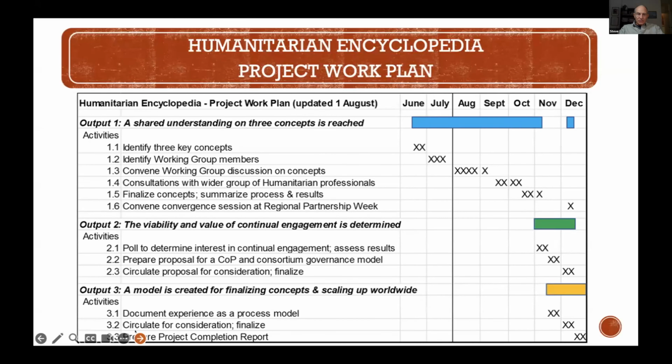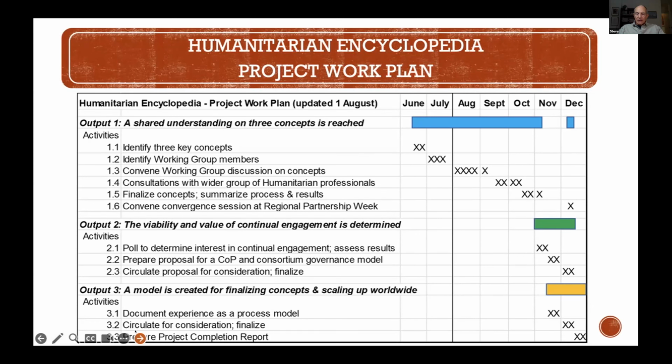So then once we have that, we'll do the finalizing of the process here, and we bring it to the Regional Partnerships Week in December. There'll be a presentation there. We'll have an hour to talk to the plenary about our findings to get more support for this, because this is just a pilot. We developed a model, and now we want to see if we can really get it going.